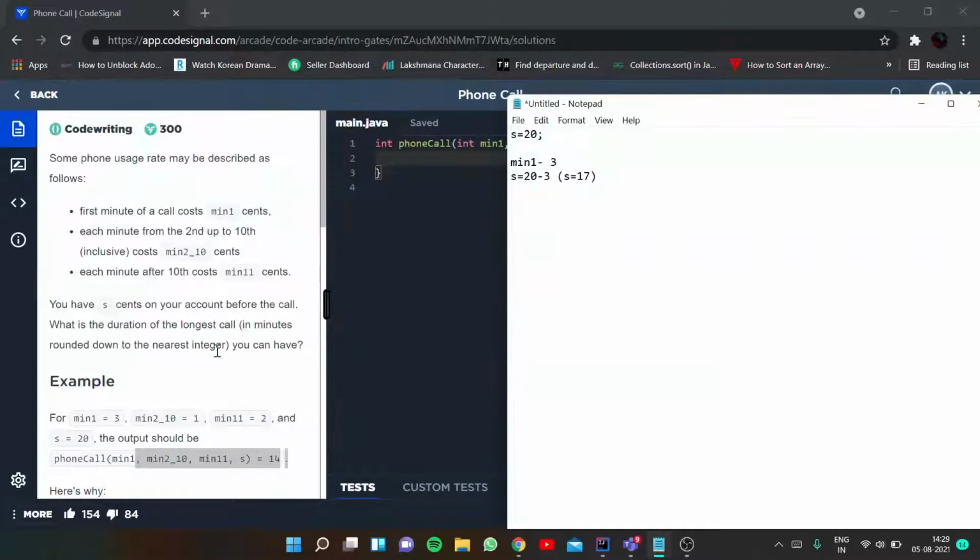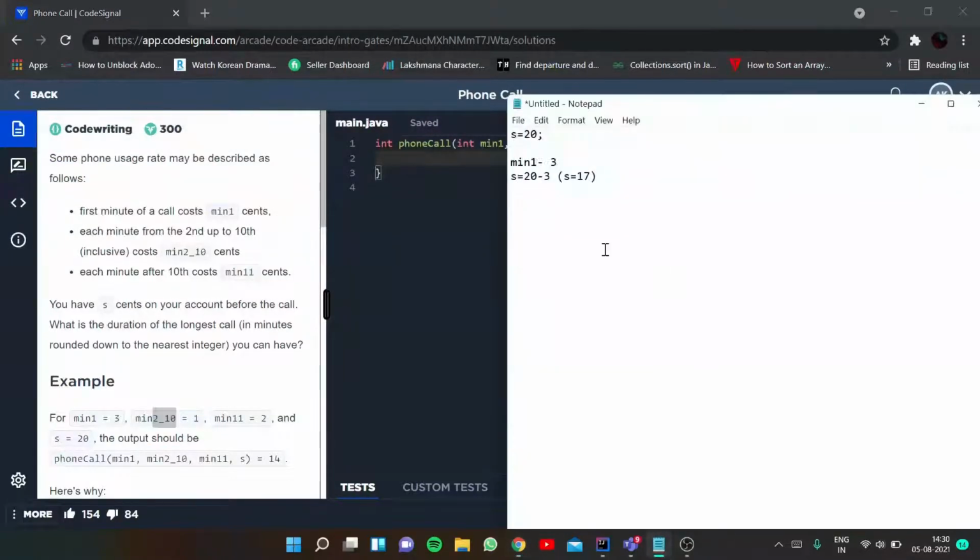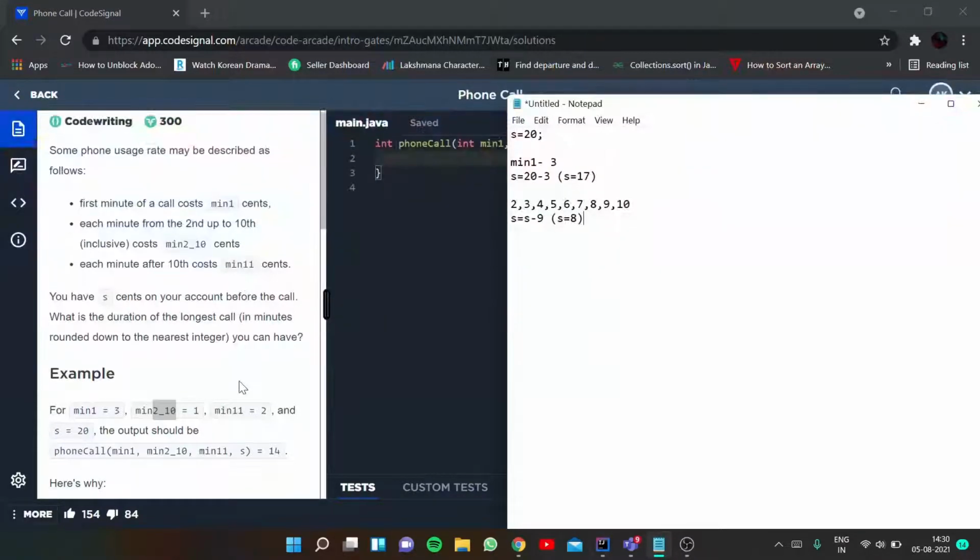Okay, now we're going to the second part. From the 2nd minute to the 10th minute, every minute costs 1 cent. So 2, 3, 4, 5, 6, 7, 8, 9, 10. That means 9 minutes we can make. So what will s become? s minus 9. Let's see if we can afford that much. Yes, we can. So s will be 8. We still have 8 cents balance, so we can make additional calls.